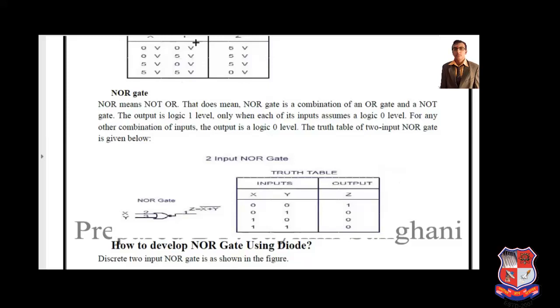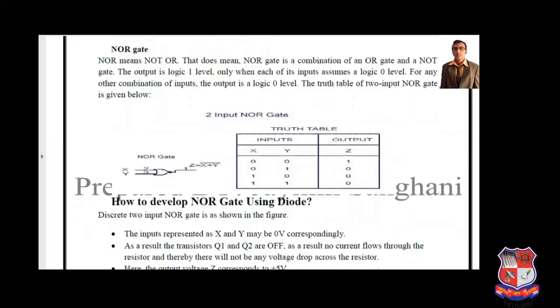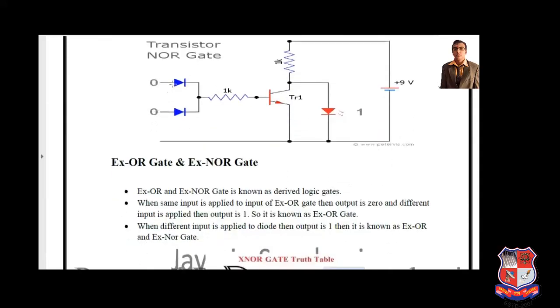Now, how to develop a NOR gate using diode? Simply forward bias the diode. In the NAND gate the diodes were reversed, here make them forward. Nothing else changes. So we are able to design the NOR gate.